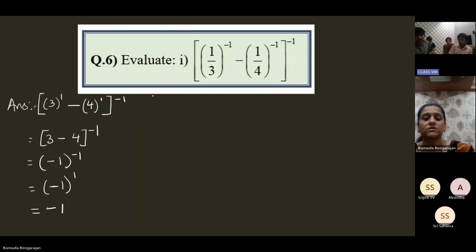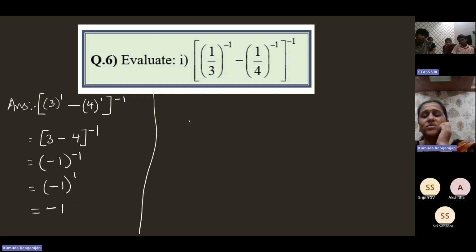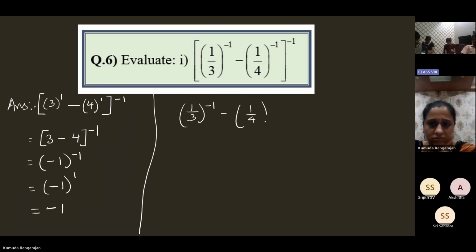You read out what you've written in your book. We'll do it. 1 by 4, that we need to multiply the powers. No, I'll tell you something. Just read from your book. I'll tell you where you've gone wrong. 1 by 3 raised to the power -1 minus 1 by 4 raised to the power -1, bracket -1. After that, 1 by 3 raised to the power -1 minus 1 by 4 raised to the power 1.